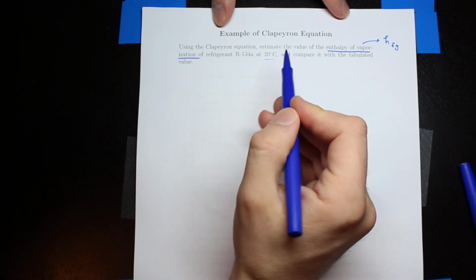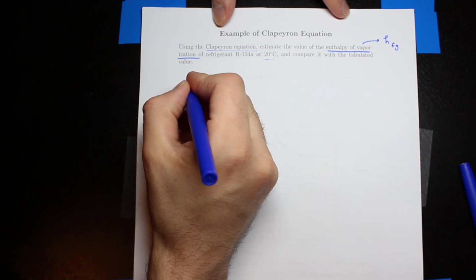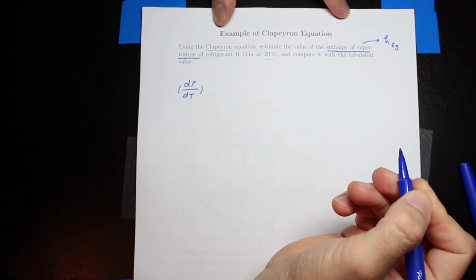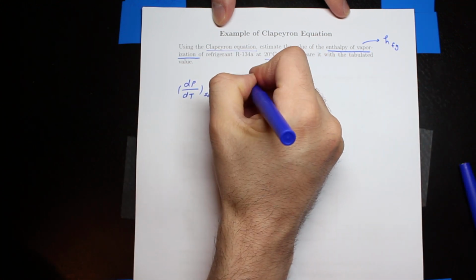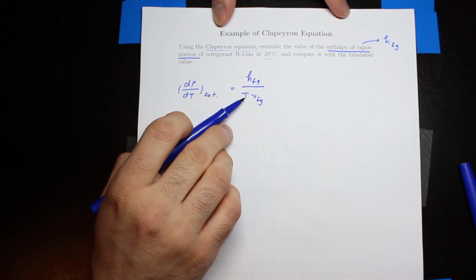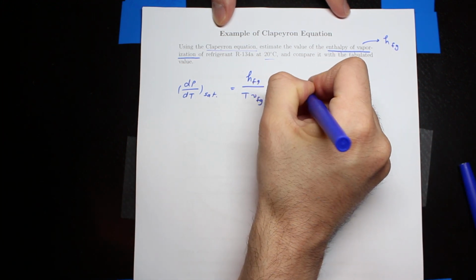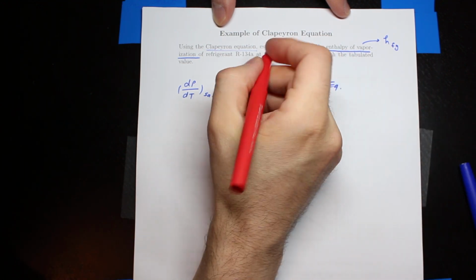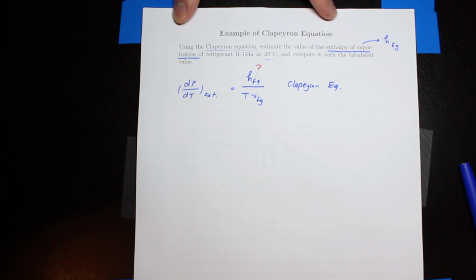Okay, so the temperature is given and we are asked to utilize the Clapeyron equation. The Clapeyron equation, just to review that, says the change of pressure with respect to the change of temperature, dP/dT, during the phase change or for saturation, is equal to hfg over temperature multiplied by specific volume, vfg. So this is the Clapeyron equation. What we are looking for in this problem is hfg. So this is our question mark. That means we should get the other properties from the table.